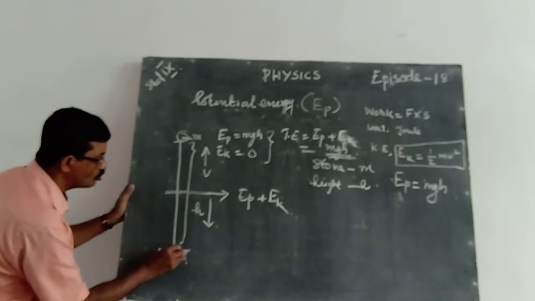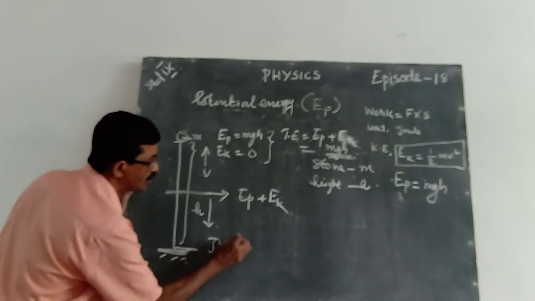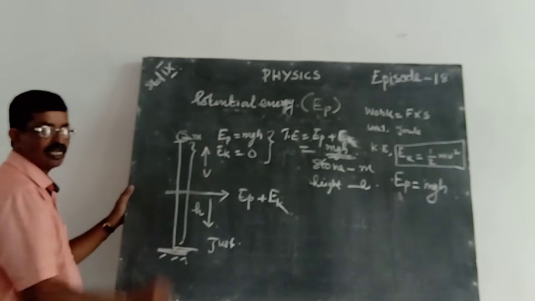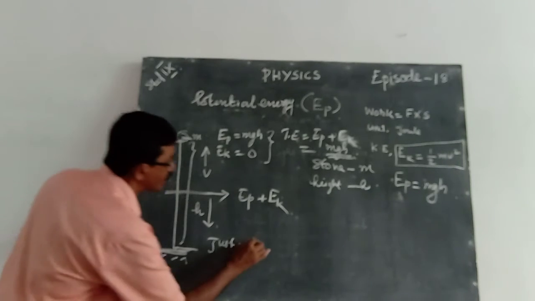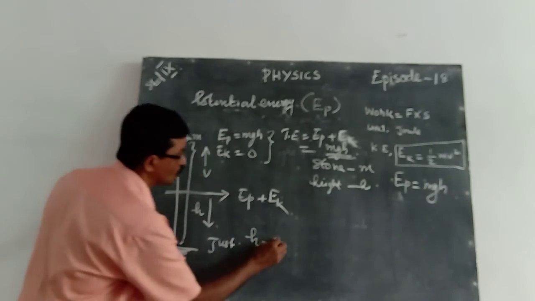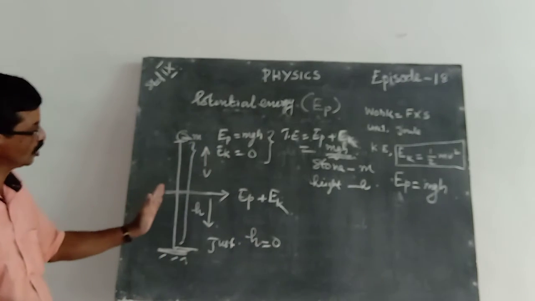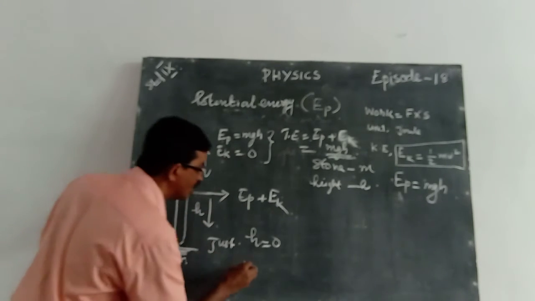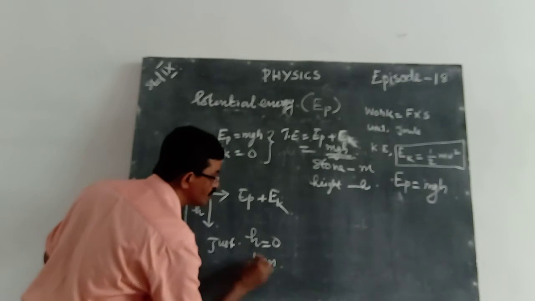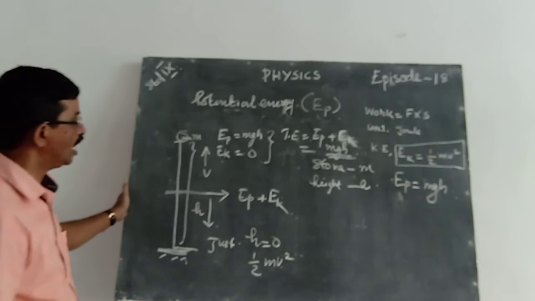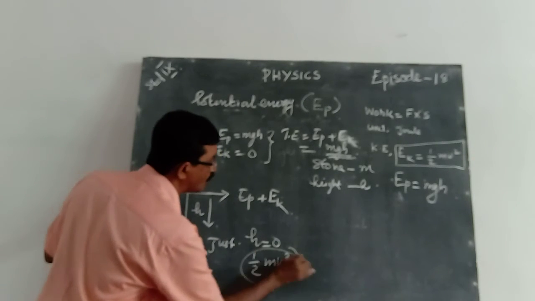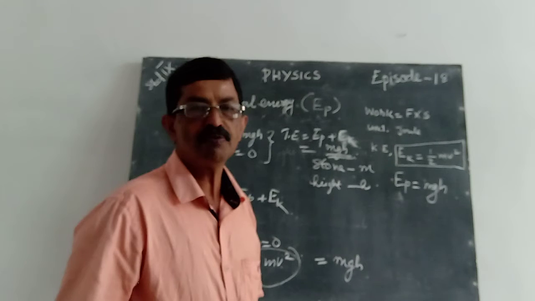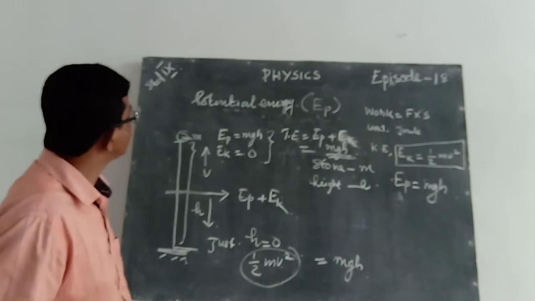When the stone is just going to touch the ground, its height becomes 0. And kinetic energy there becomes maximum, and it is equal to half mv square, which equals mgh. So the total energy is the sum of potential and kinetic energy, and it will be the same everywhere.